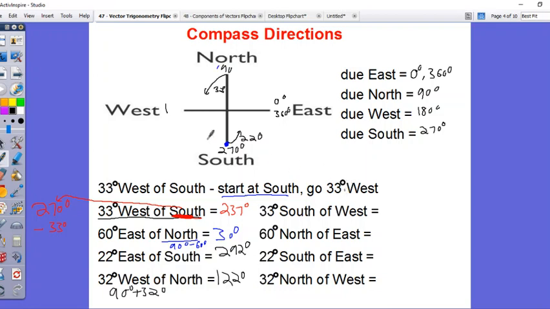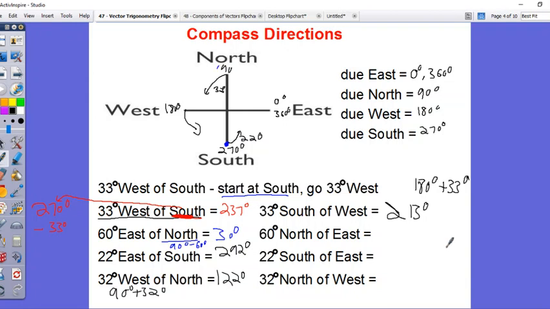33 degrees south of west. So we're going to start at 180 here. Move 33 degrees in this direction. That's going to be 180 degrees plus 33 degrees. That should be 213 degrees.